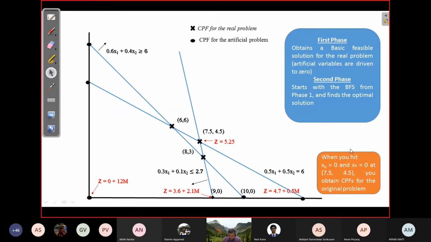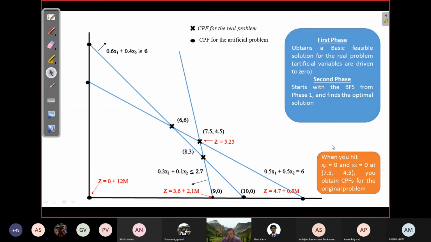So in the last class, we have seen how to deal with these equal to and greater than equal to constraints as well. We have seen the use of the Big M method, where we penalize the objective function for introducing artificial variables, and these artificial variables actually act as slacks in those constraints, right? So we first construct an artificial problem using these additional artificial variables, and then we start solving it by simplex.